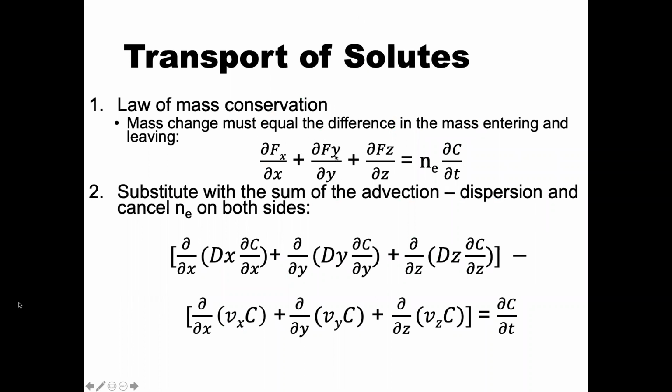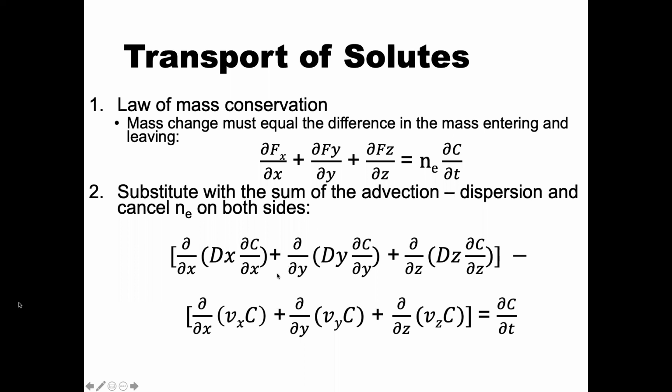So when we think about the idea of the transport of solutes, the flux in the X, the flux in the Y, and the flux in the Z direction of materials, right? So the mass changes must be equal to the differences in mass entering and leaving the system. We can create an equation that looks like this. And then if we substitute that with a sum of the advection and the dispersion, we can cancel out our effective porosity on both sides.